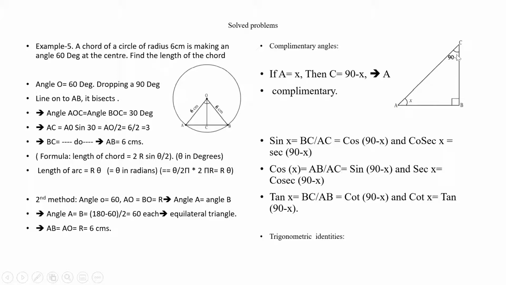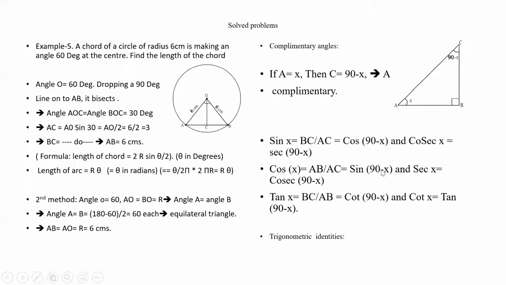Let us see what is sin 90 minus X. Sin 90 minus X is equal to opposite side by hypotenuse, AB by AC. Then what is cos X? Cos X is equal to adjacent side by hypotenuse. That is also AB by AC. So that means sin 90 minus X is equal to cos X. Cos 90 minus X is equal to sin X.